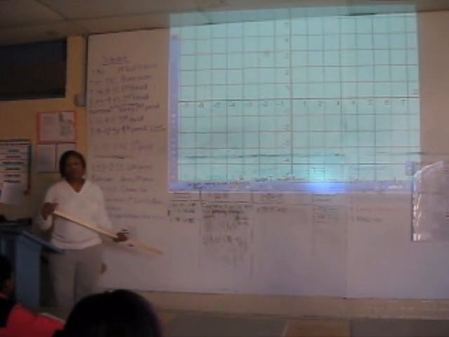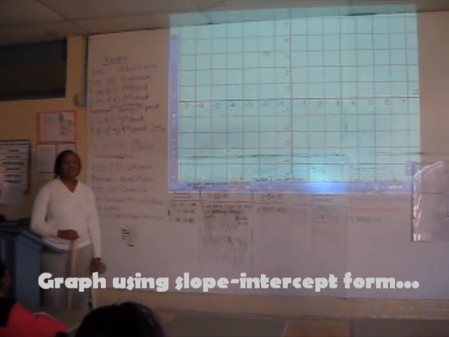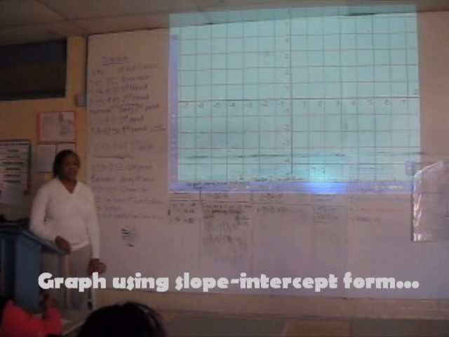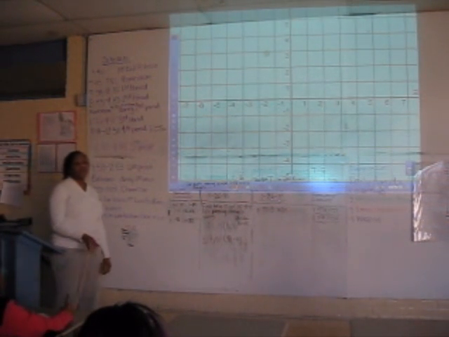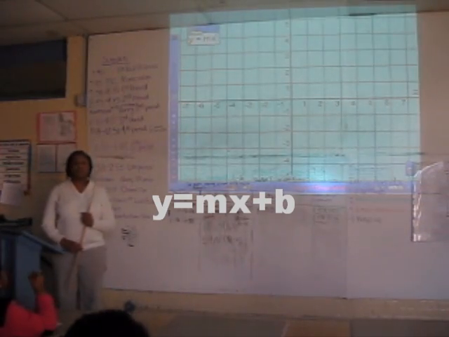Micah, can you read us the standard for today? Graph using slope-intercept form. Thank you. What is the equation for slope-intercept form? Y equals mx plus b.